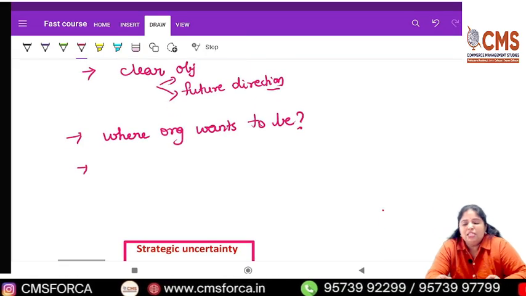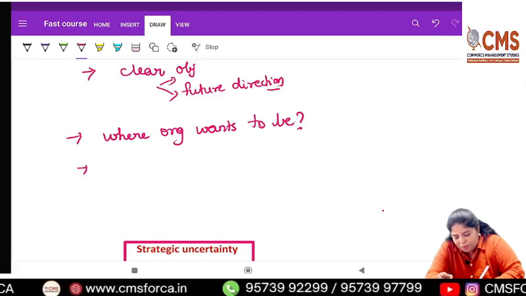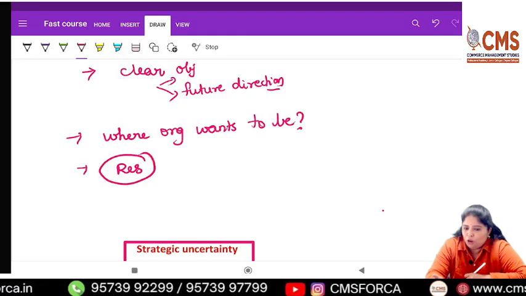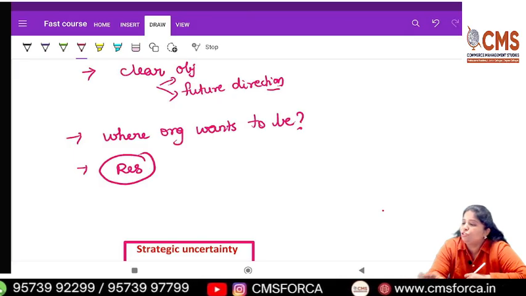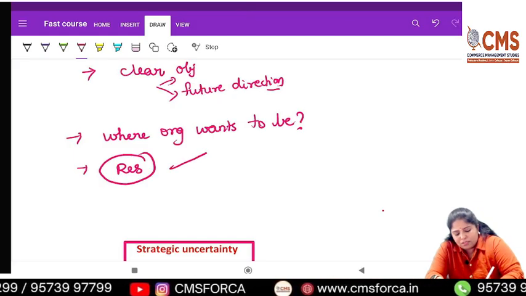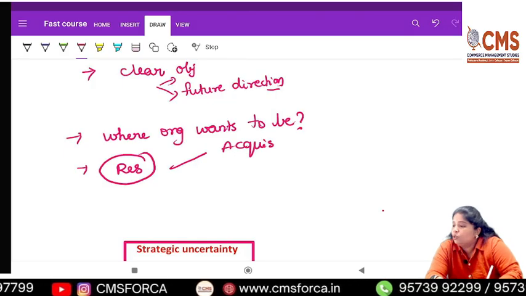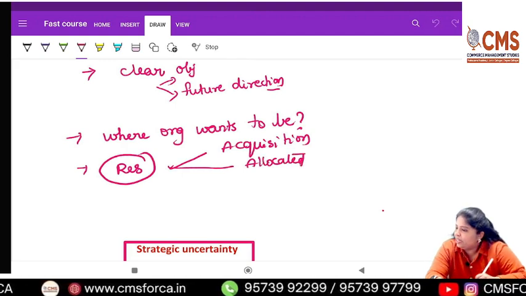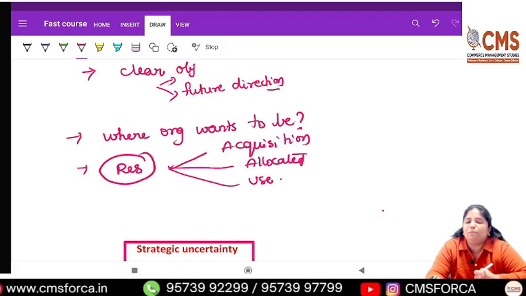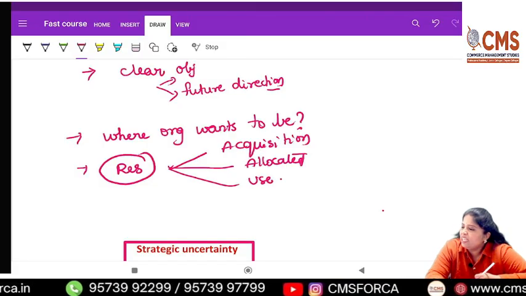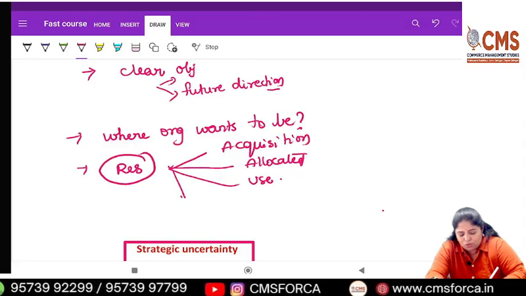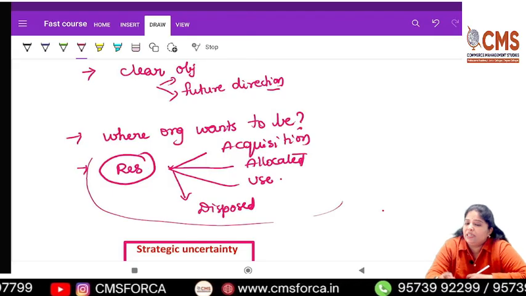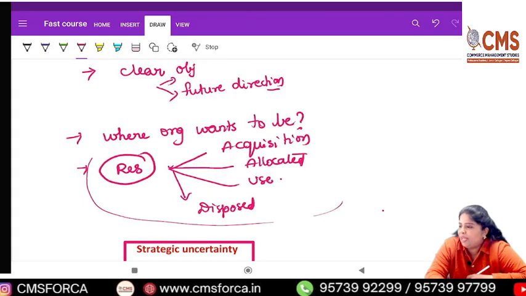The next one, strategic planning also primarily deals with resources. So the major element of strategic planning is how resources should be dealt with. How resources should be acquired, how resources have to be allocated, how the resources have to be put to the best use, avoiding wastage, and how resources have to be disposed. This is also one critical element that forms part of the strategic plan.